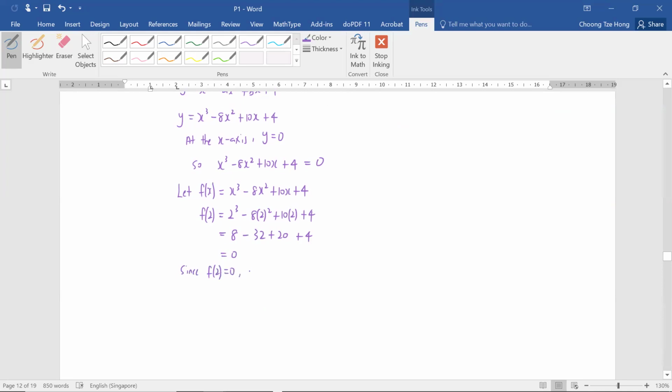2 equals 0, so x minus 2 is a factor of f(x). Okay, now that we know one of the factors already, x minus 2, we can then factorize the whole thing.